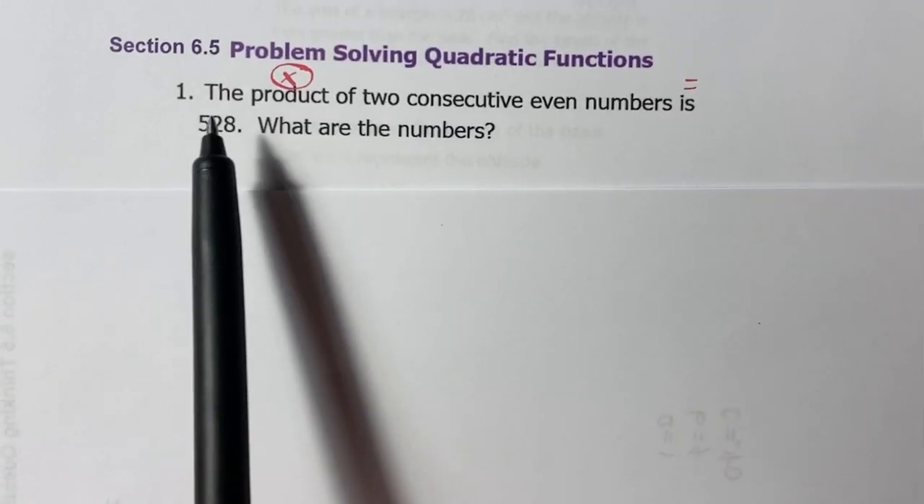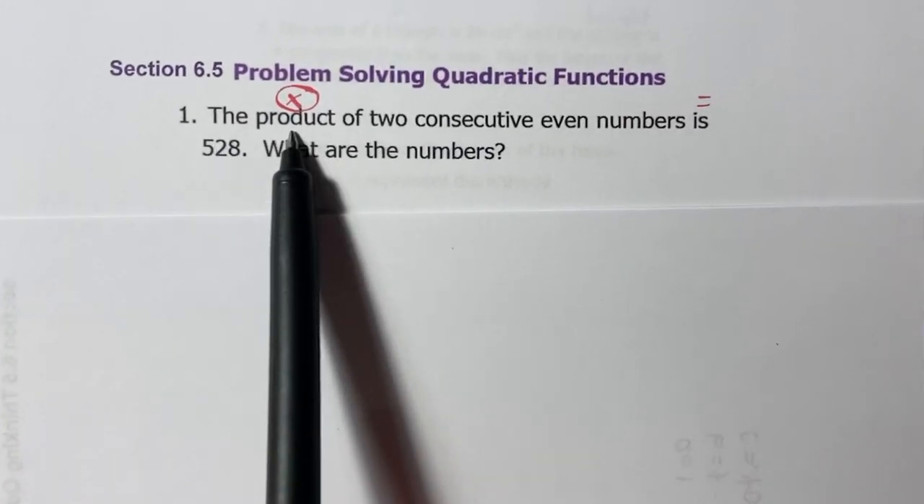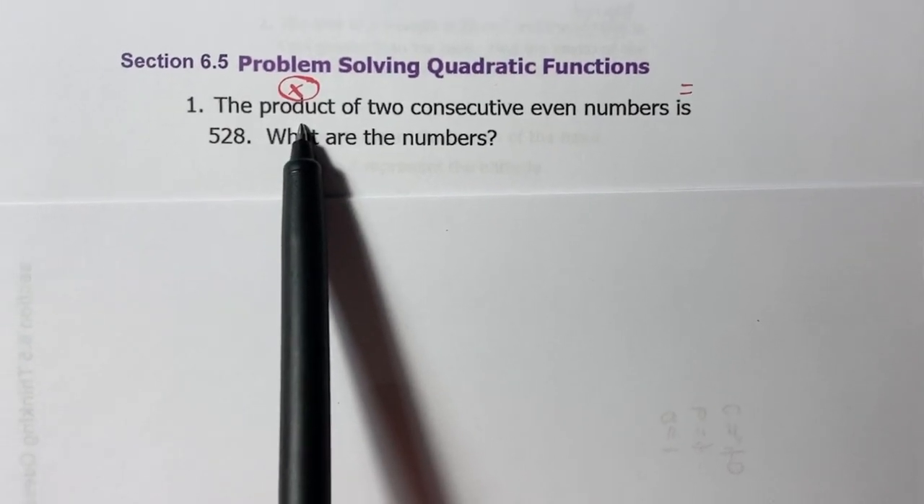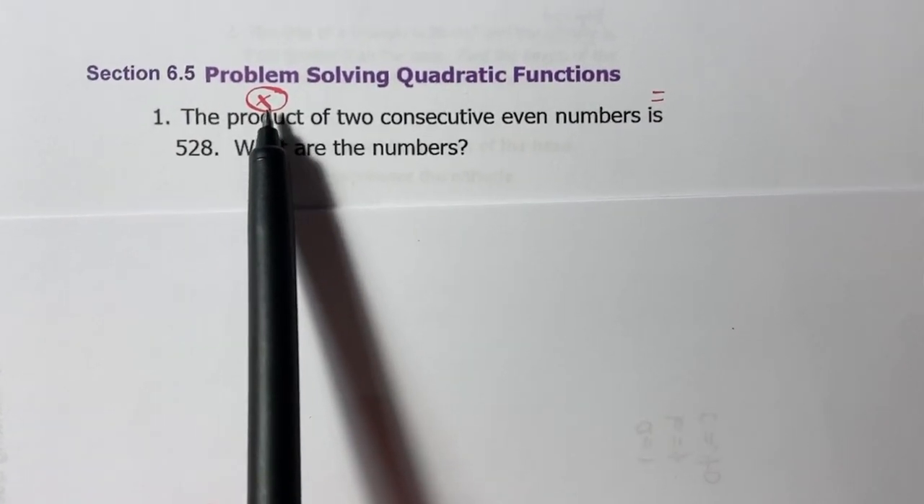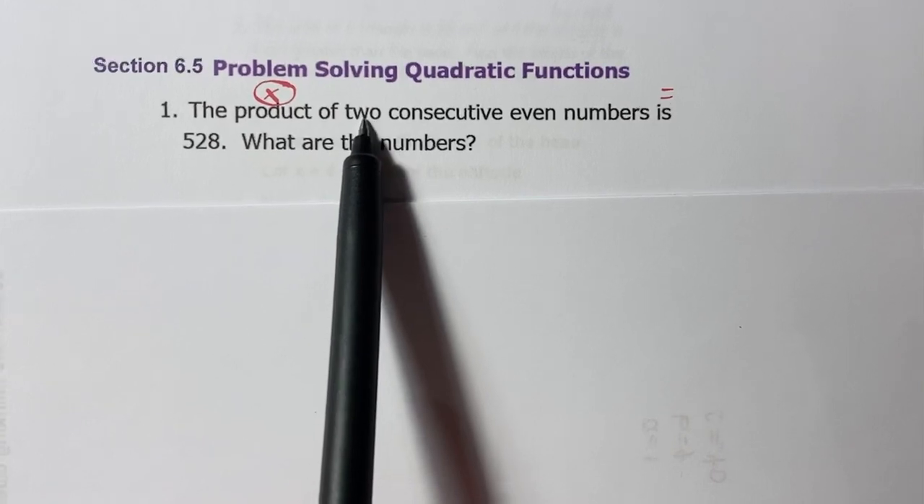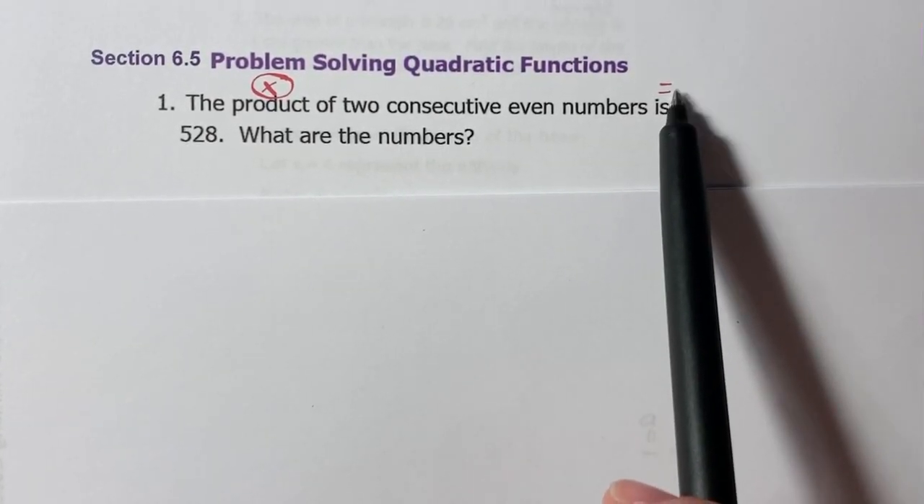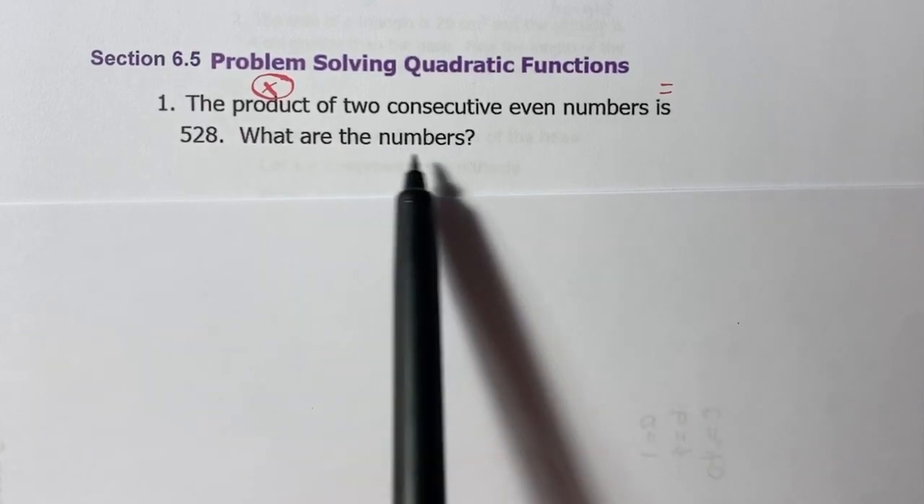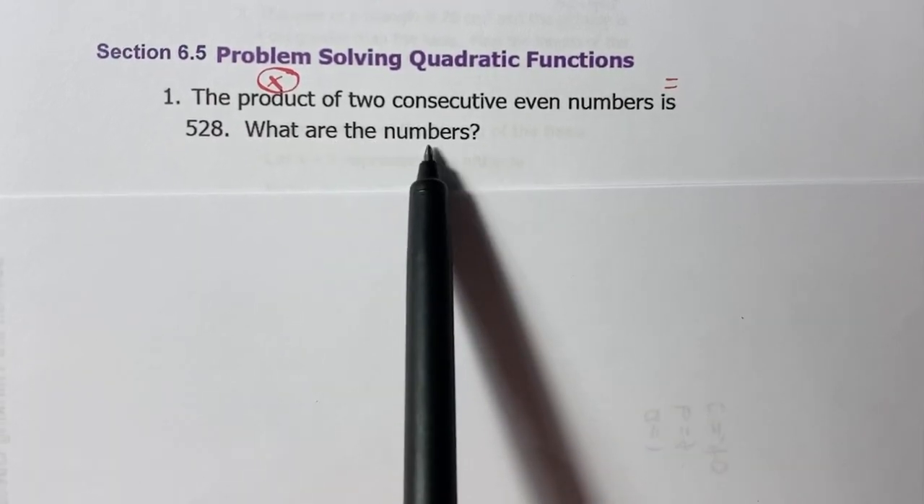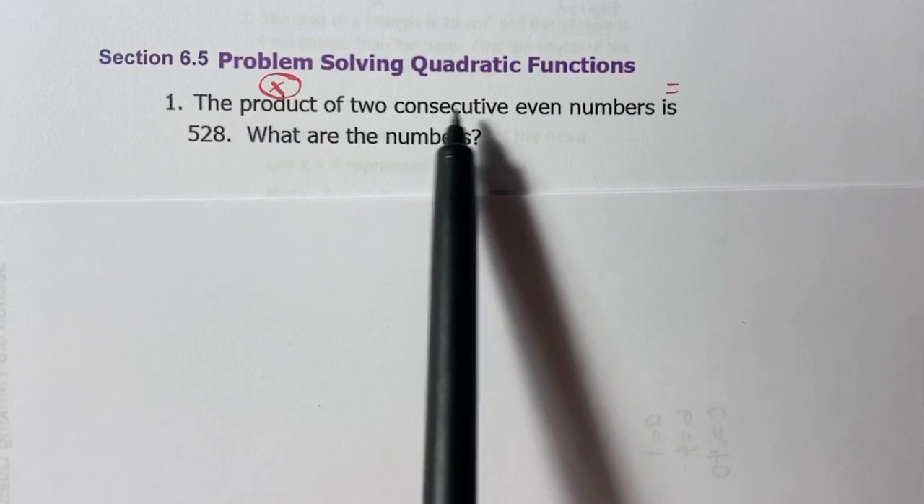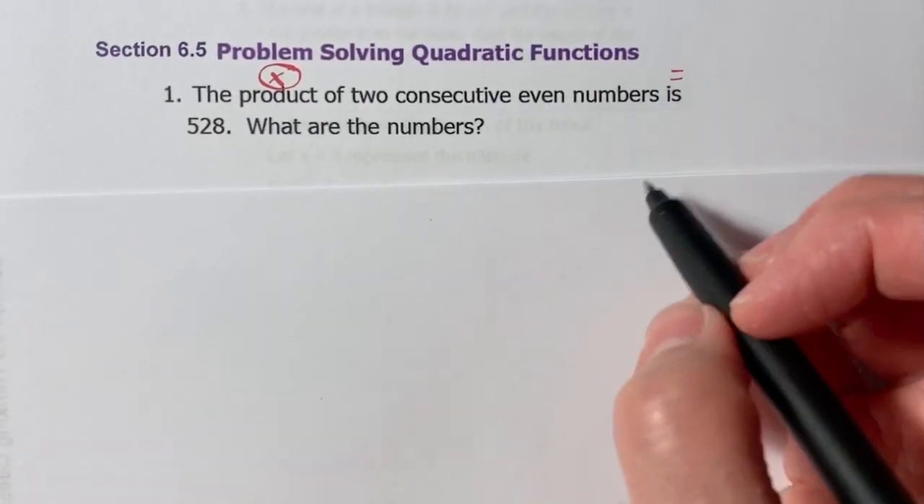So let's look at an example. You got the product. So you should be thinking, what does product mean? And product means to multiply. Two consecutive even numbers means equal 528, what are the numbers? So I'm looking for two numbers. They're consecutive and they're even. So think about what consecutive even numbers are.